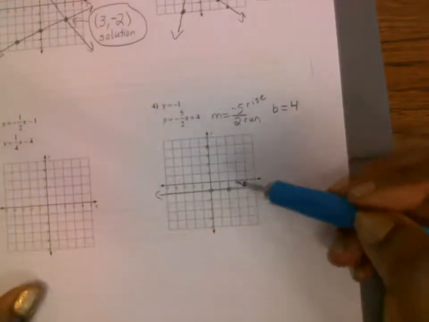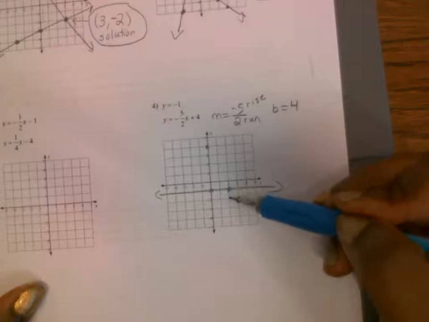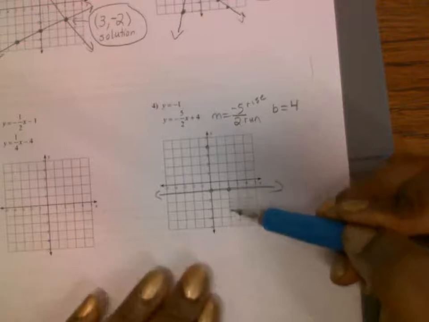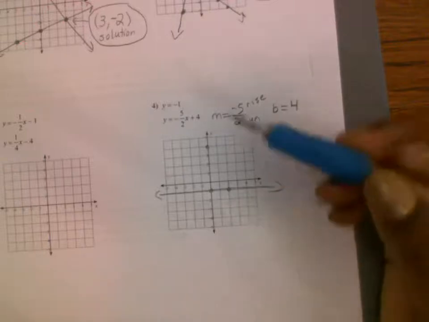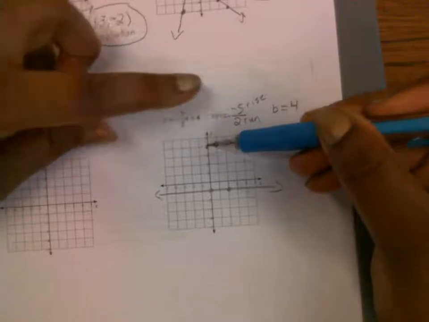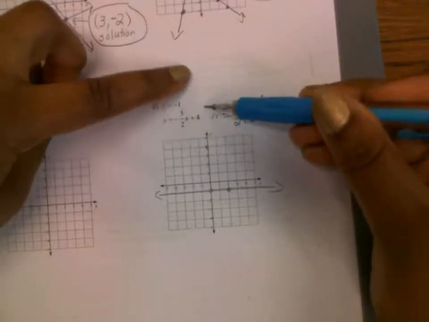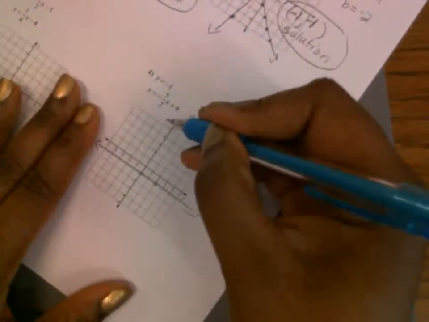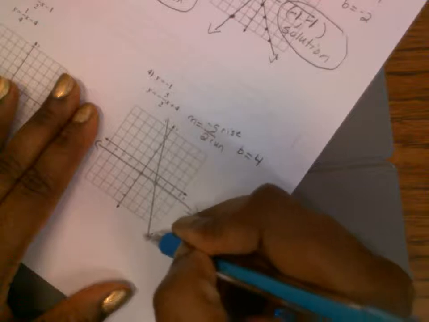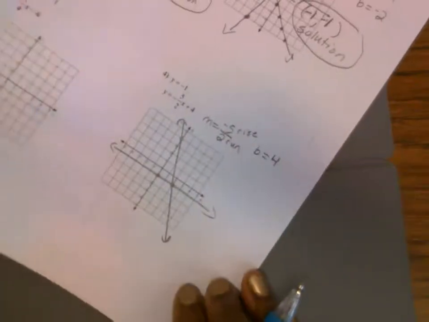I repeat those steps. I go down 5, 1, 2, 3, 4. I don't have enough space to continue here. If I want points in the opposite direction, instead of going down 5, I go up 5. And I don't have enough space to go in this direction. So here, I'm just going to connect these 2 points. Okay. And make sure that I draw arrows at the end of my line.